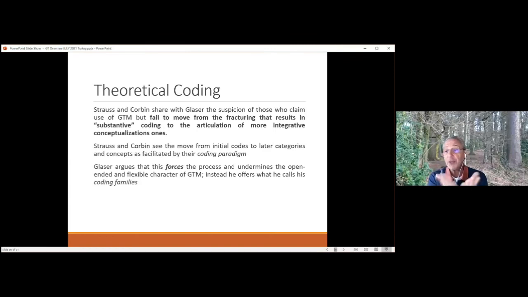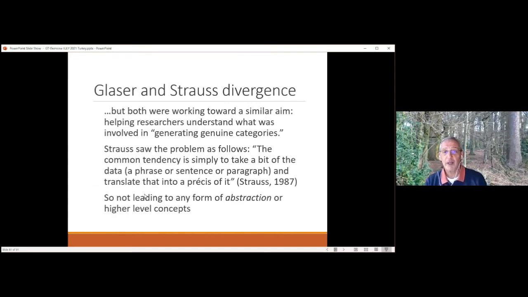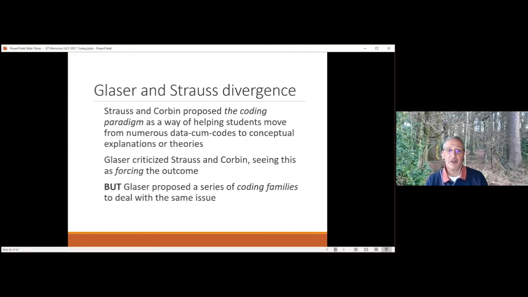Okay, the interesting thing is, 10 years before Strauss and Corbin write their work, he writes Theoretical Sensitivity, in which he uses these coding families, essentially to help students do the same thing that Strauss and Corbin were doing. So they're working in the same area, okay? Yeah, yeah. Strauss saw the problem as the tendency is to take a bit of data and translate it into a précis. In other words, you're not actually adding anything and taking it to a higher level, okay? All right. Yeah. And so they have this idea of a coding paradigm.